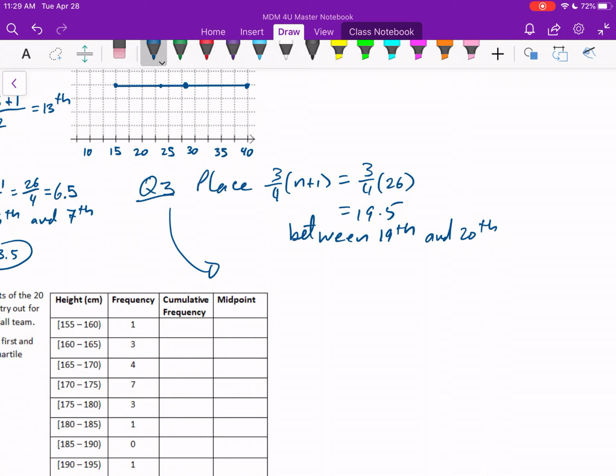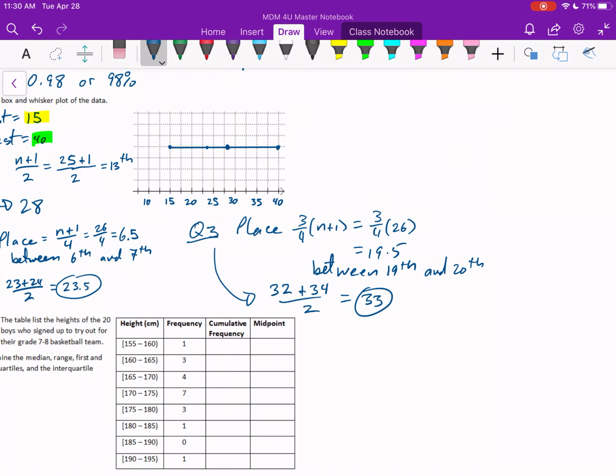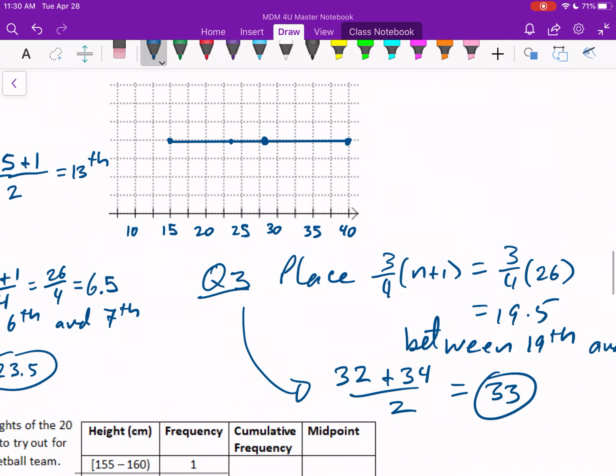So the 19th place was 32 from looking at my list. The 20th place was 34. And so Q3 is going to equal 33. Okay, put that on my graph here.